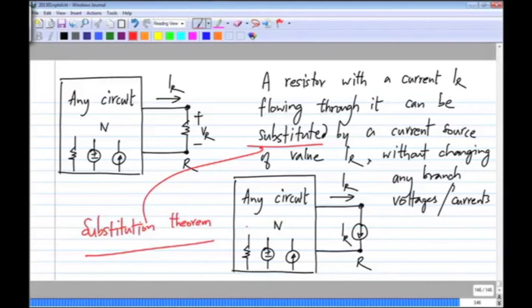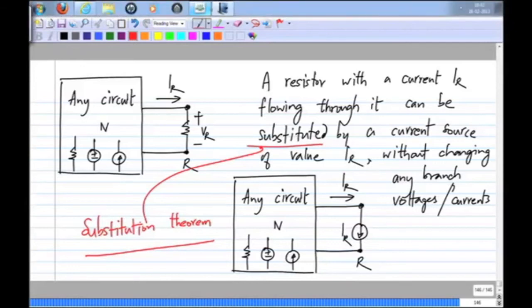Okay, so this, it turns out, is quite useful in many applications. I mean, when I say applications, to solve other problems and maybe prove other circuit theorems. Okay, so is this convincing? Any questions about this chain of reasoning and the proof of substitution theorem?